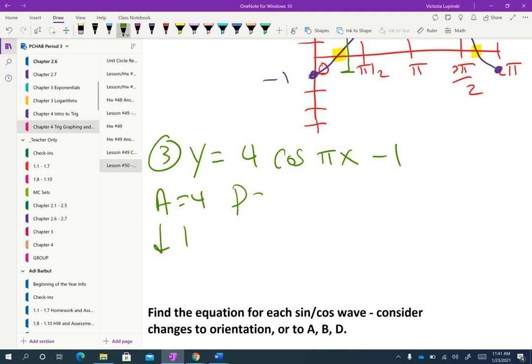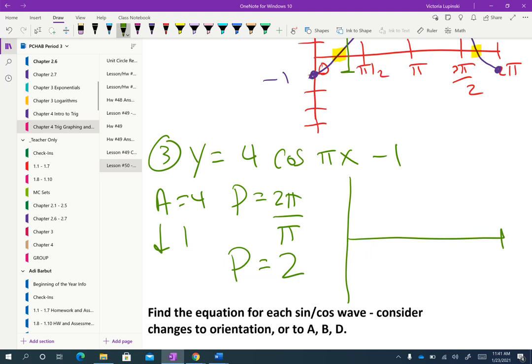There is a period change. The period change is going to be 2 pi over b, which in this case is pi, which means the period is going to be 2. I know it might seem strange to have no pi in your period, but honestly, that should be your favorite because it makes it much easier to find the 5 key points.